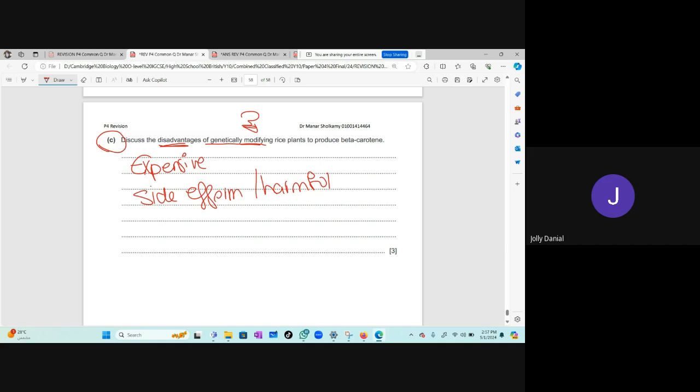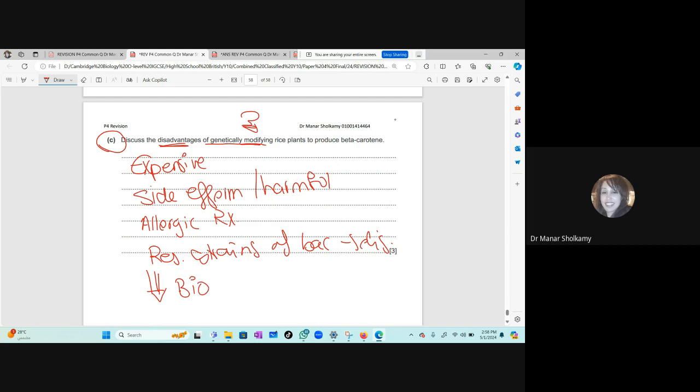What else? Cause allergic reaction? Yes, of course, they can cause allergic reactions. Well done. What else? They can create diseases? Of course, yes, they can accidentally create resistant strains of bacteria. And this, of course, will cause diseases. Now, what does it do to the biodiversity? Increase it or decrease it? Decreases biodiversity. Yes, anytime we interfere with nature, we decrease biodiversity and decrease variation. Very good. Okay.